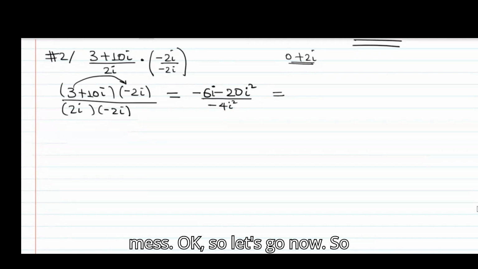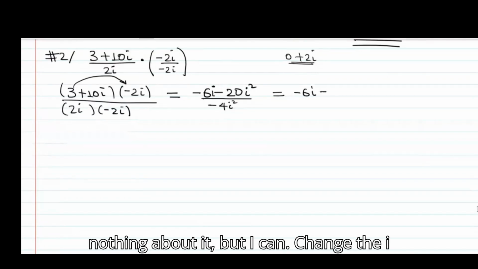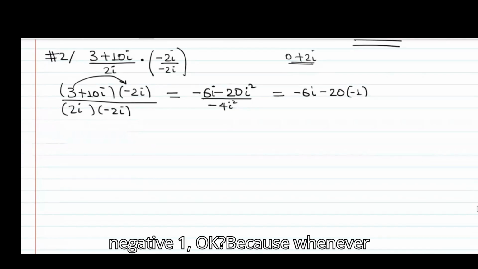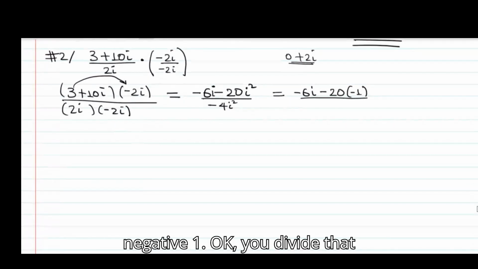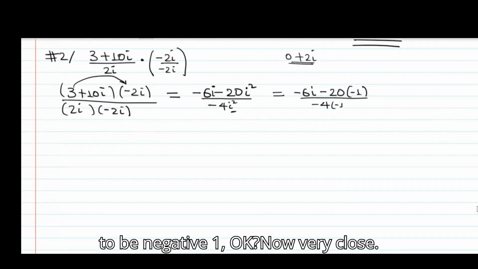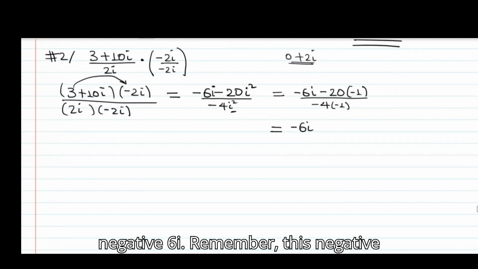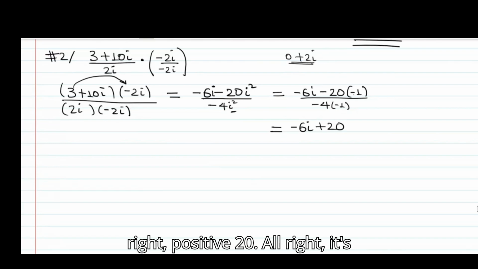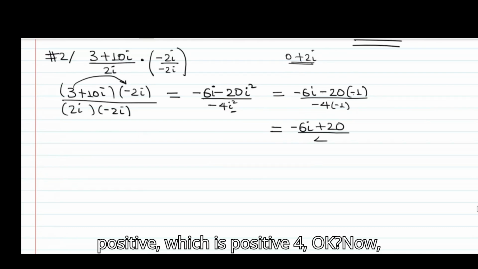So let's go now. Let me keep negative 6i because I can do nothing about it, but I can change the i square to negative 1, which is 20 times negative 1. Whenever I see i square, I have to change it to negative 1. Divide that by negative 4. Here is i square again. That i square has to be negative 1. Now, very close. Look at this now. This is negative 6i. Negative times negative is positive, plus 20. And on the bottom, negative times negative is positive, which is positive 4.